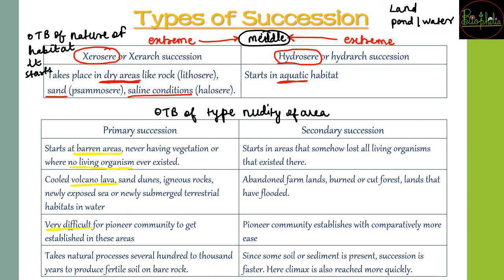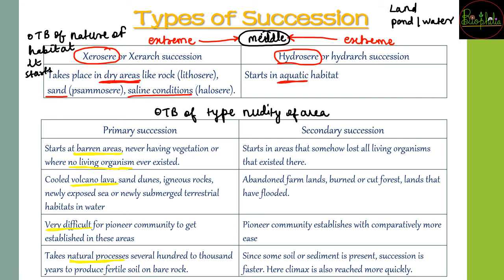So since you don't know anything, as even the species over here, the pioneer communities, do not know about the conditions, it is going to be a natural process which is going to take several hundred to thousands of years, and that makes primary succession a very slow process.